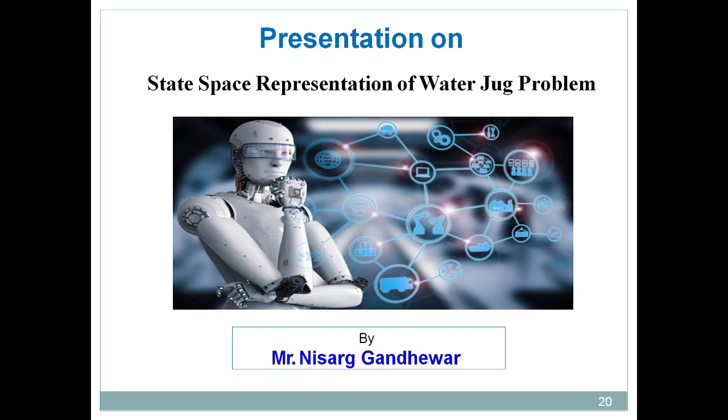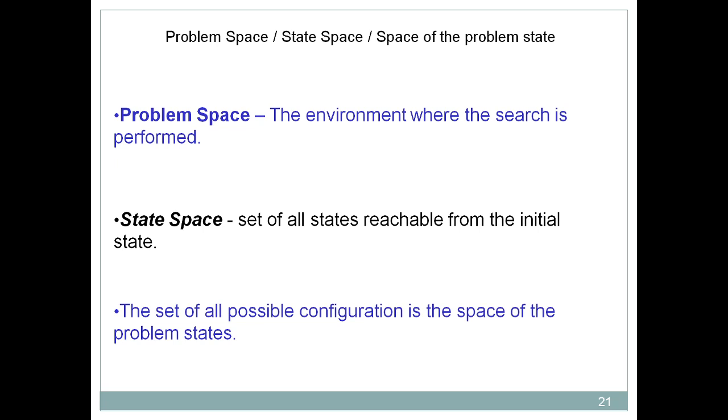State space representation is a very important thing. It helps you represent a particular problem. So here we are going to see how to represent the water jug problem and how to solve it. Let's discuss all of this one by one. Before starting the water jug problem, we try to understand a few basic terminologies that we use.